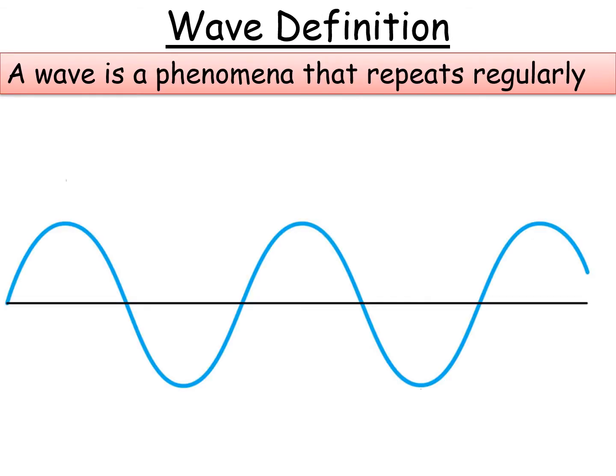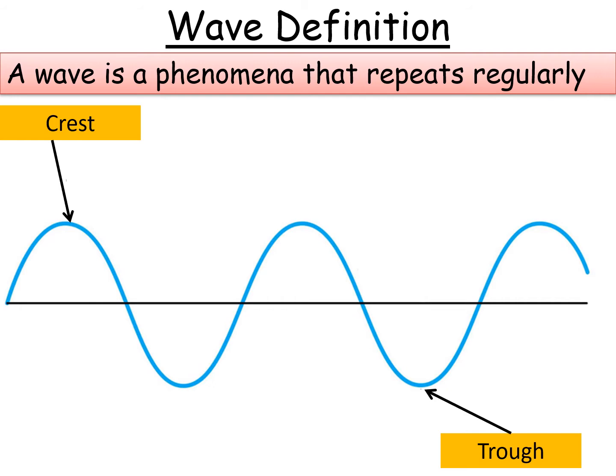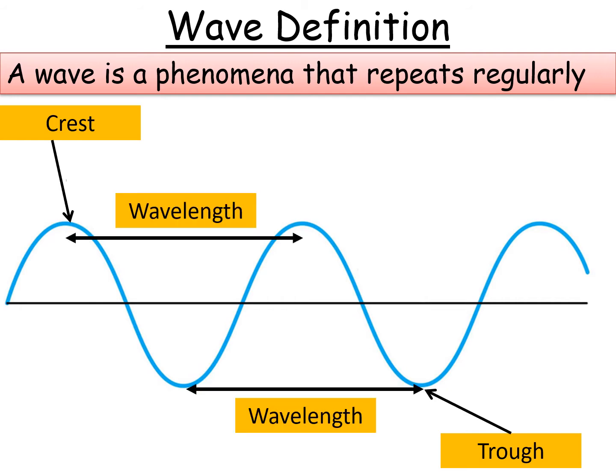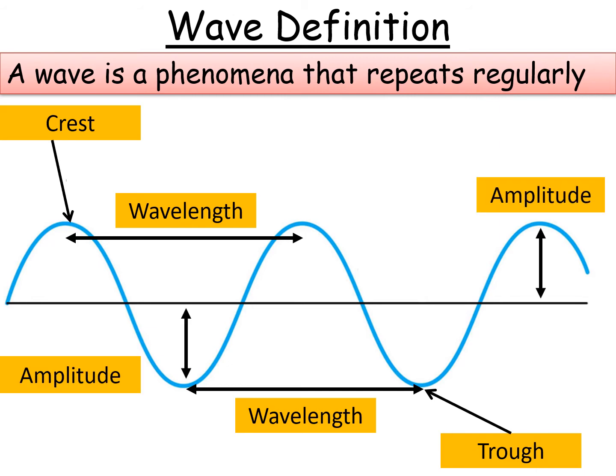Just to remind you, a wave is a phenomenon that repeats regularly. And remember all these different parts of the waves. We've got the crest, we've got the trough, we've got the wavelength, and it can be measured in two different ways. We then have the amplitude, which again can be measured in two different ways. These are all basic things that I expect you to remember about a wave.